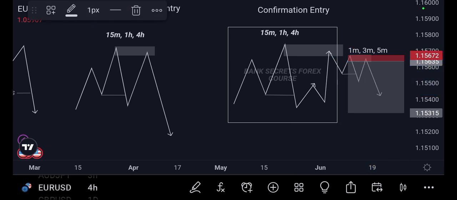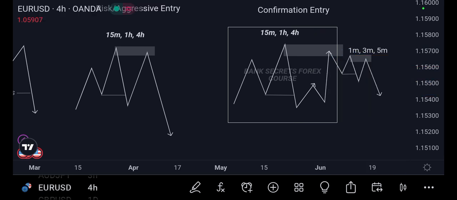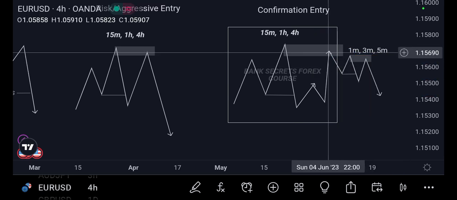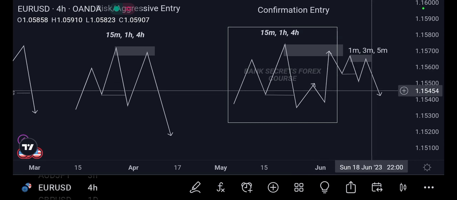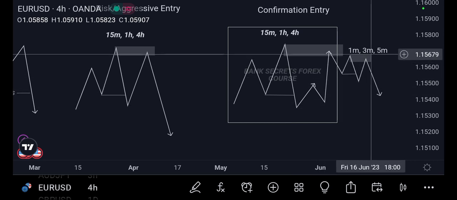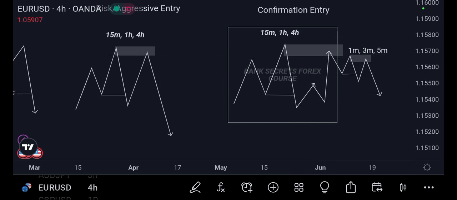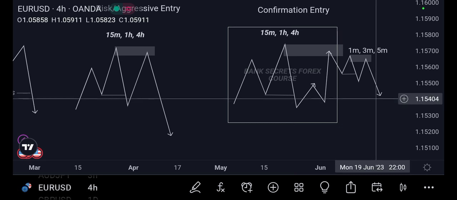So that is mainly all about the illustration. When price comes to your zone, wait for a change of character to the downside, mark out your zone, and you sell off from there. Same thing with an uptrend. It's just that you wait for a change of character to the upside.